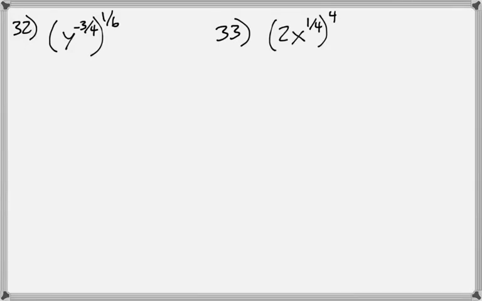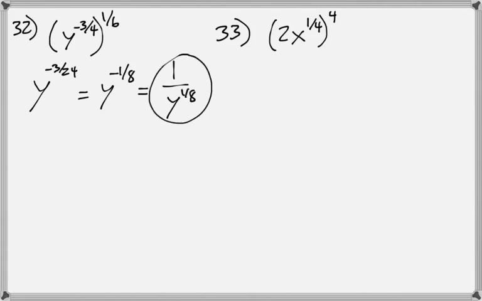For 32, I want to multiply the exponents. So negative 3 over 4 times 1 over 6 is going to be negative 3 over 24, and that's going to reduce to negative 1 over 8. Now I'm still not done because I can't have negative exponents. So I need to rewrite this as 1 over y to the 1 over 8. And then that would be my final answer.